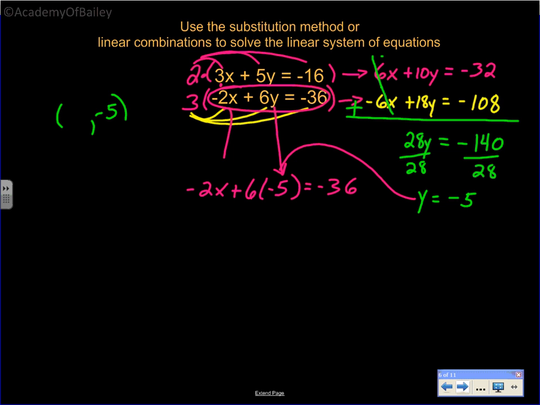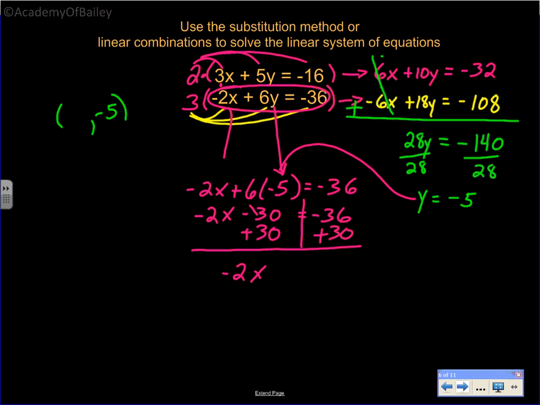Work this out, we're going to get negative 30. 6 times negative 5 is negative 30. Trying to get x by itself, so we have to get rid of the negative 30. And what's the opposite of subtracting 30? We add 30. And make sure you add 30 to both sides of the equal sign.